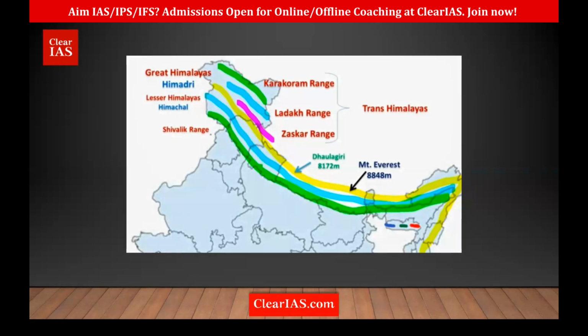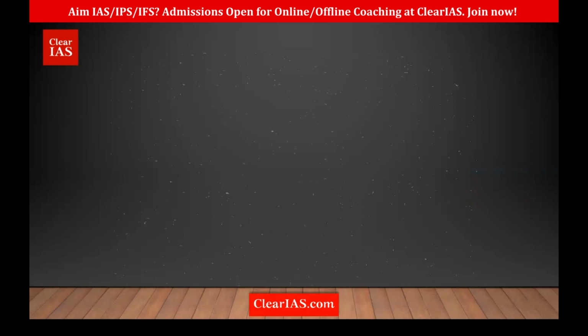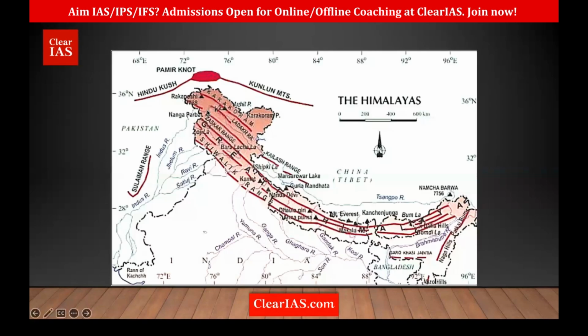So we'll get a better understanding of how these ranges are distributed. Here you can see the Karakoram range, then the Ladakh range, and then the Zanskar range. Then the Great Himalayas, a long stretch. The Great Himalayas start from here, Nanga Parbat, and end here at Namcha Barwa. So it's one single continuous long stretch of mountains.